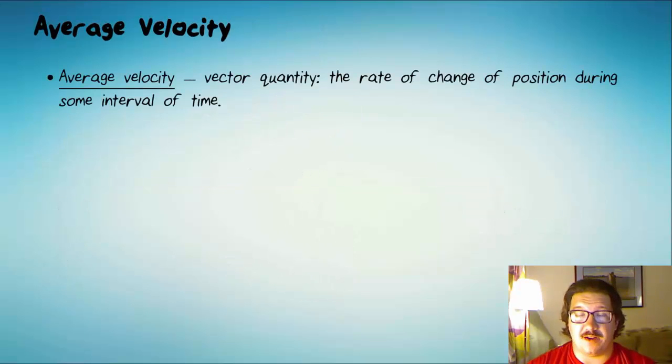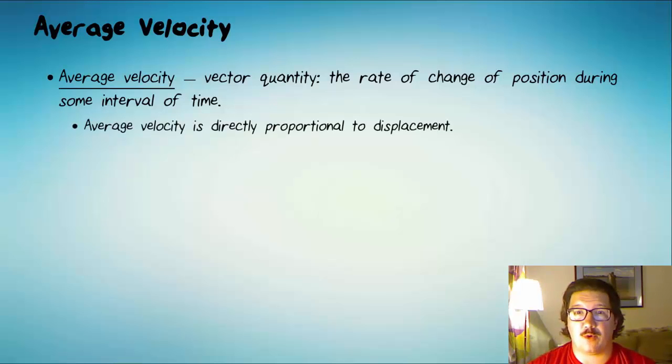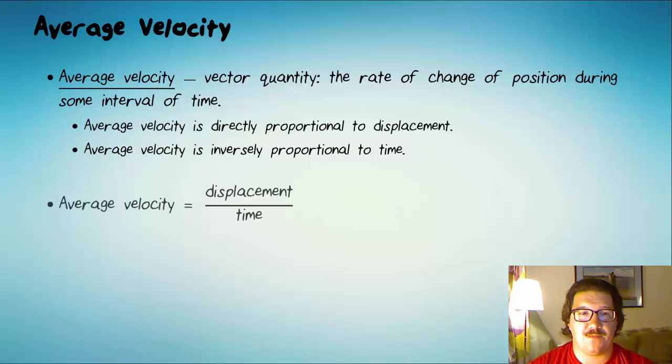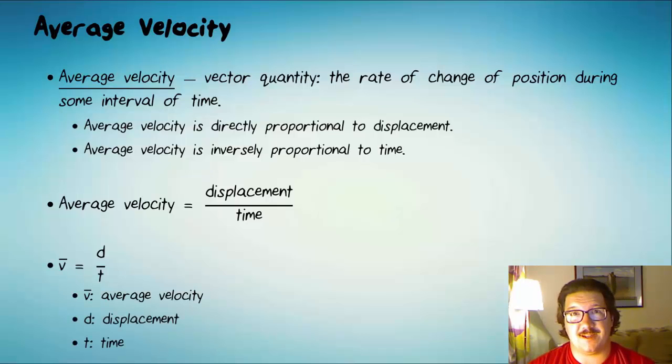Average velocity is a vector quantity, and it's the rate of change of position during some interval of time. We've seen that it's directly proportional to displacement and inversely proportional to time. The equation we can write for average velocity is displacement divided by time, and we'll see direct relationships in the numerator and inverse relationships in the denominator many, many times this year. We normally write it like this: v bar equals d over t, where v bar represents average velocity, d stands for displacement, and t stands for time.